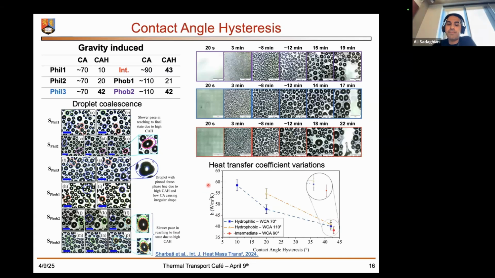If we compare the heat transfer coefficients, we observe that contact angle hysteresis has a dominant effect on the heat transfer coefficient rather than the contact angle or apparent contact angle. For instance, as you can see, for high contact angle hysteresis, all of the surfaces provide similar performance. I should state that these experiments are in the presence of the gravity force.